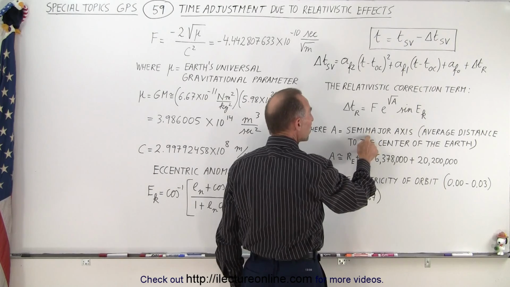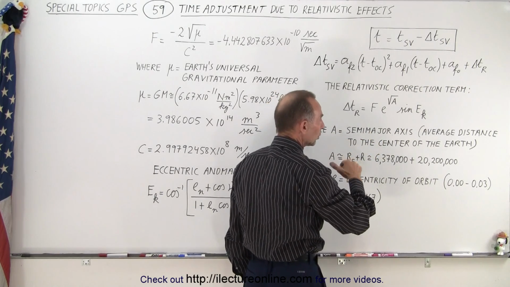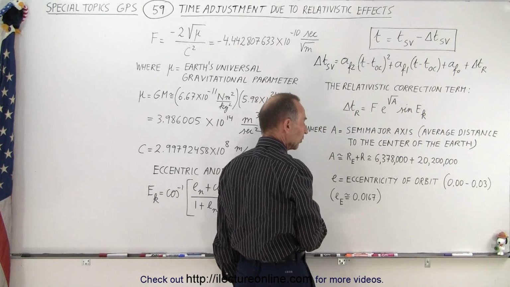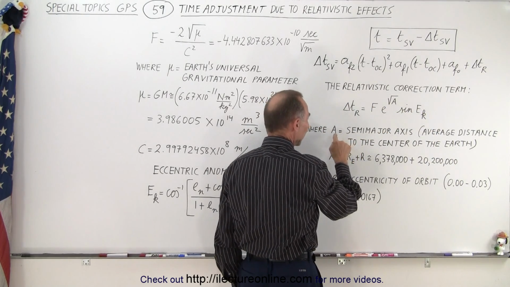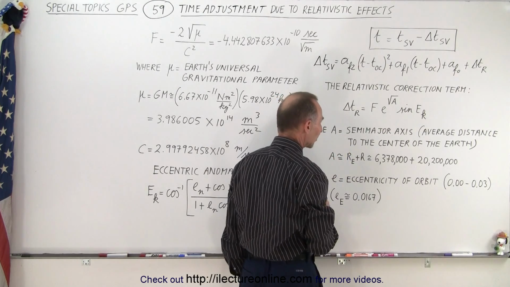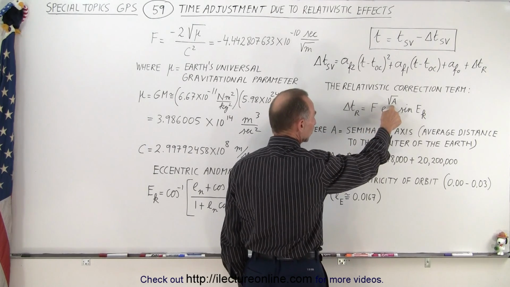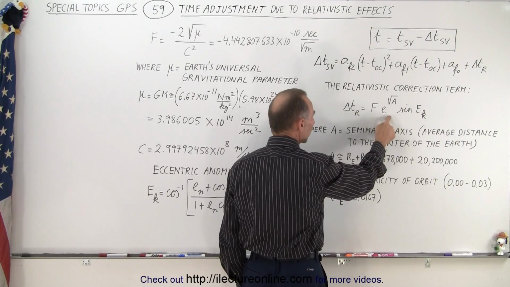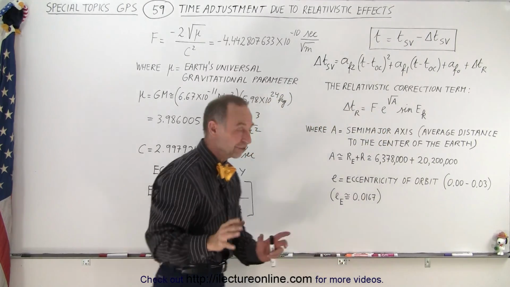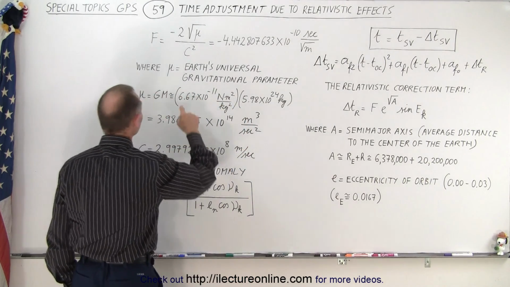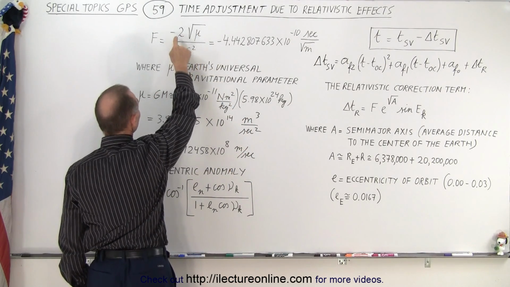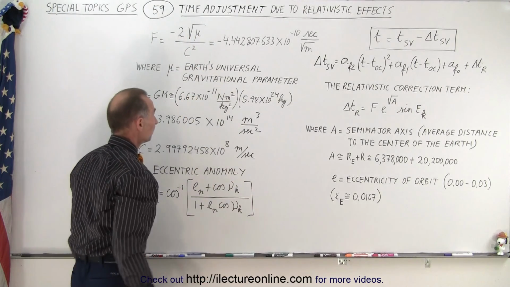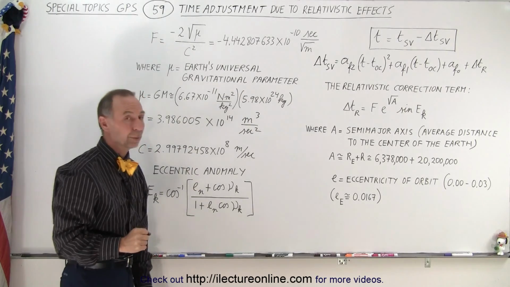A is the semi-major axis of the orbital distance from the satellite to the center of the Earth. So we take the square root of that average distance, or the semi-major axis. They put that as an exponent of e, which is the eccentricity of the orbit, and then we multiply that times F. Now, what is F? F is a constant, and it consists of this equation right here. It is equal to -2 times the square root of mu divided by c squared. And that's the number. That's what that is equal to.